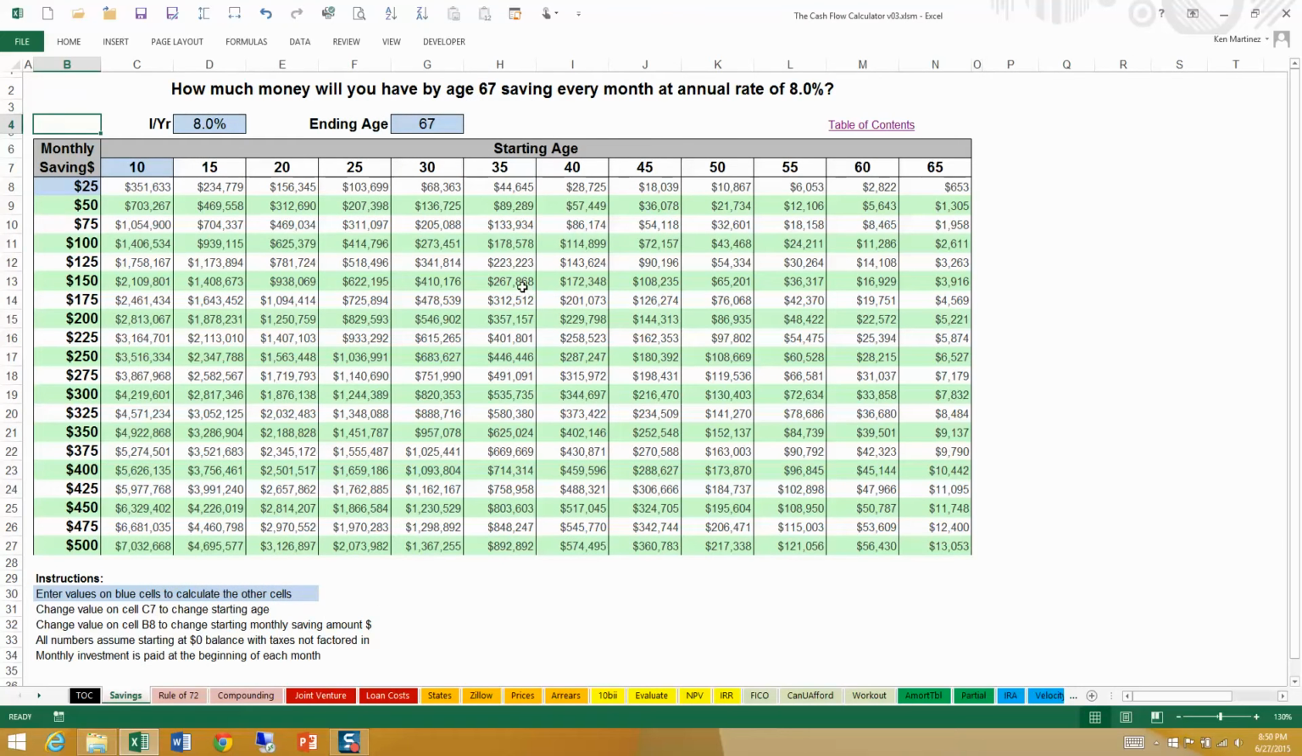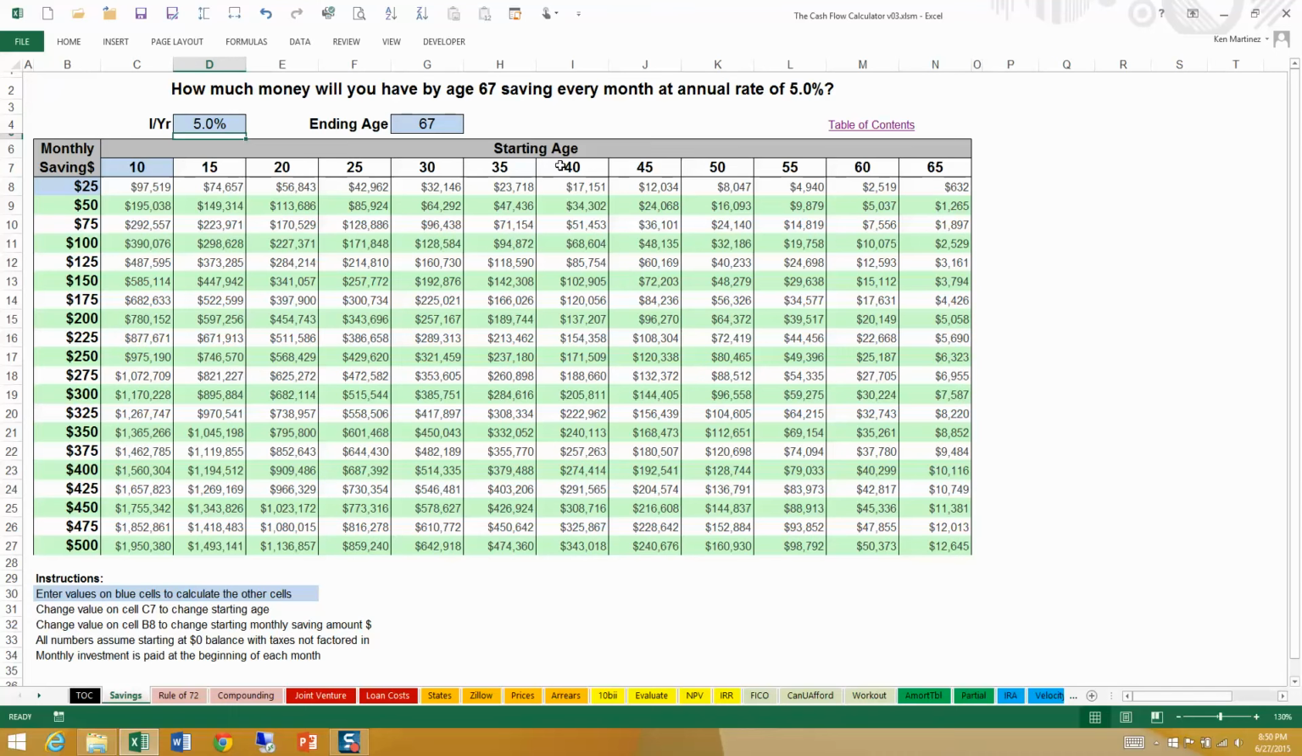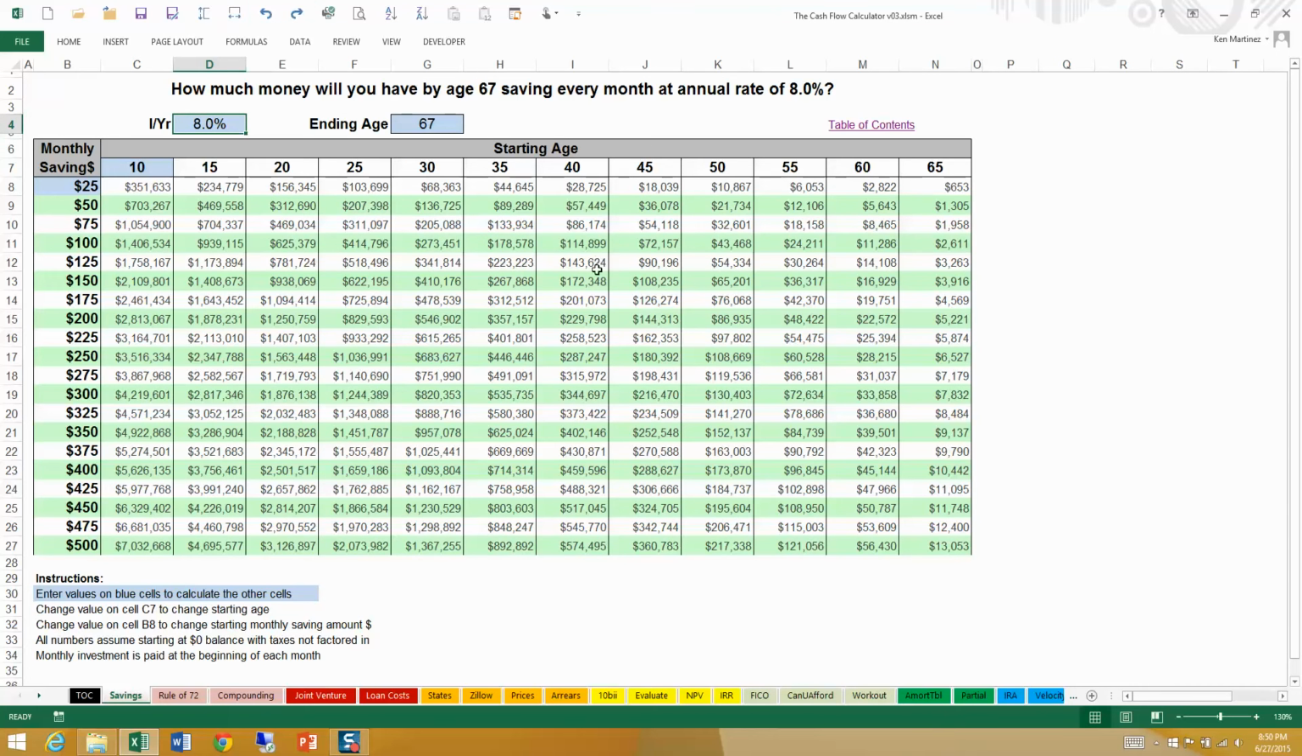All of the tabs work the same way except for a couple of reference tabs, but the ones that do have cash flow calculations, they'll have light blue cells, and these are your input cells. You change the input, everything else will change correspondingly. So as you can see, instead of 8%, change to 5% or not, and you'll see everything will calculate automatically for you.